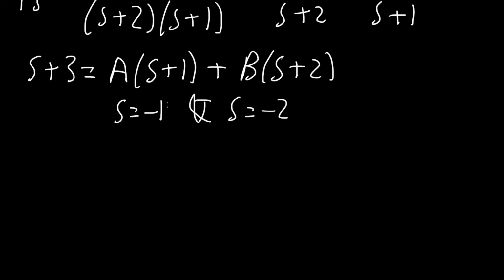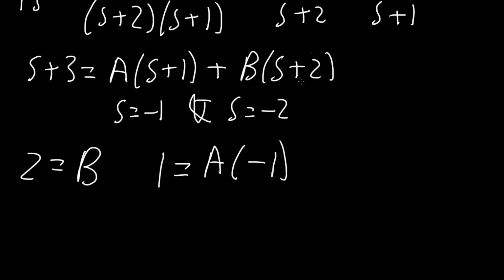And so if we plug in negative 1, we would get negative 1 plus 3, so 2, is equal to A parentheses minus 1 plus 1, that's 0, plus B parentheses minus 1 plus 2, so that would be simply B times 1. Next we do negative 2, so negative 2 plus 3 is going to be a positive 1, is equal to A parentheses minus 2 plus 1, so minus 1, and this would become 0. And so A would equal negative 1. And so we're almost there.